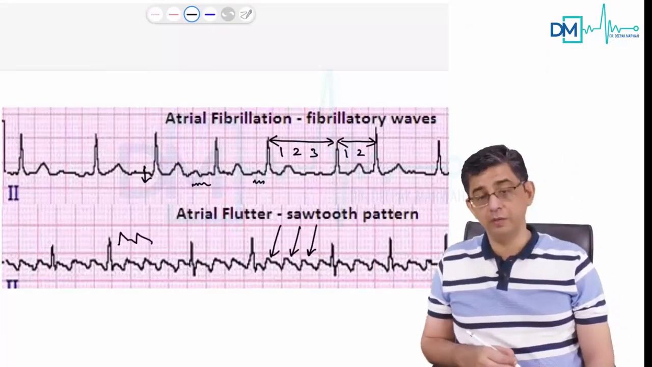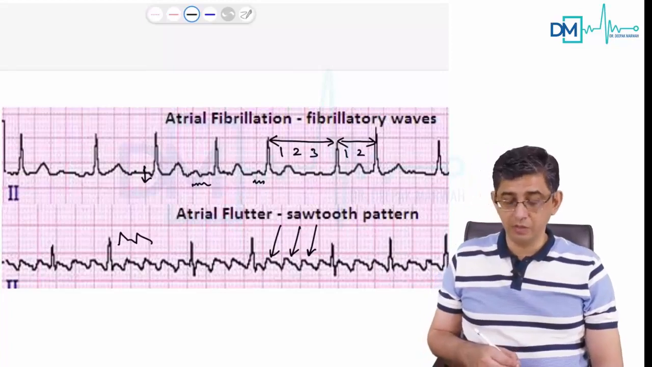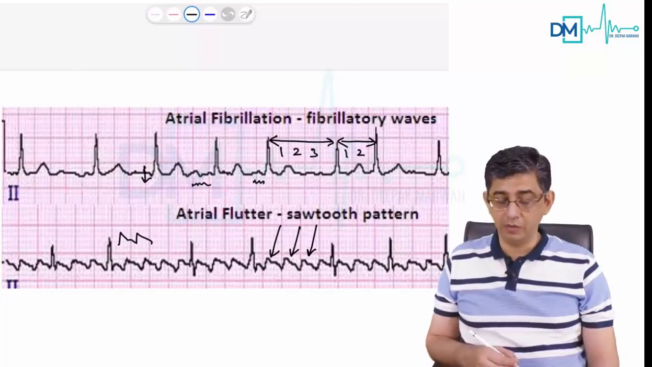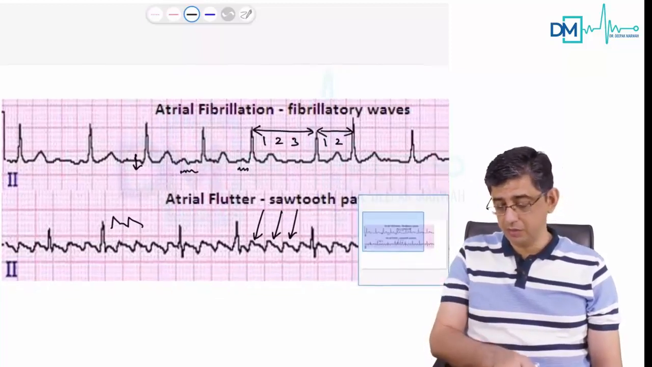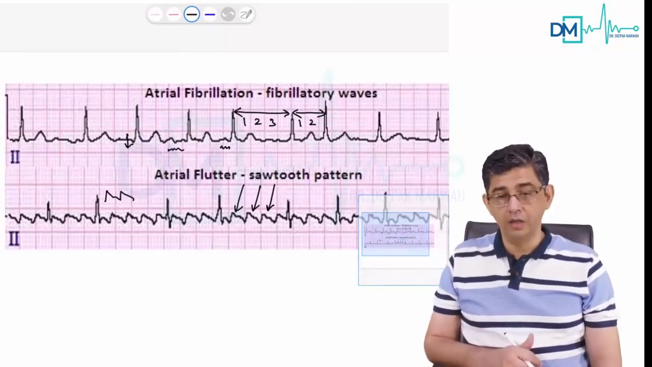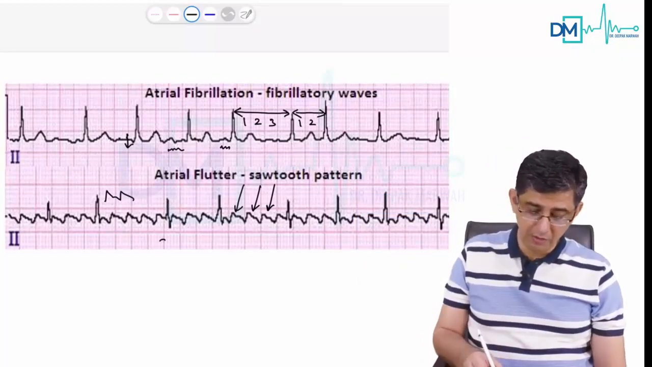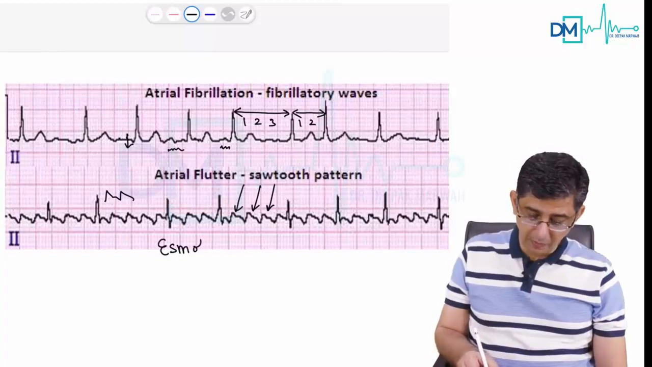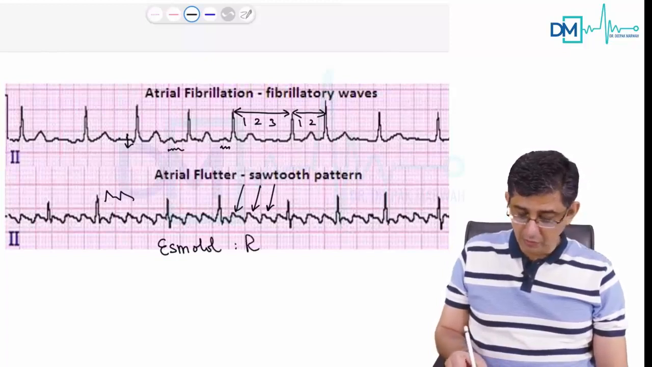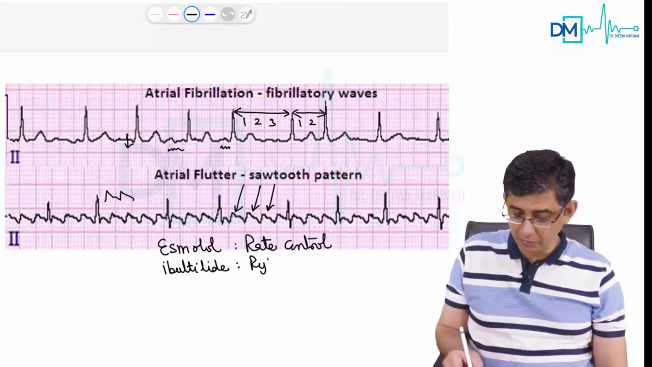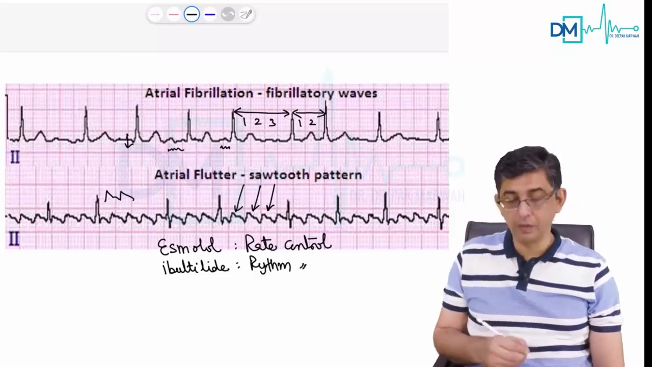The sawtooth waves present in the ECG of a patient having a macro reentrant circuit around the cavotricuspid isthmus is called atrial flutter. Treatment for both of these conditions is the same, though incidence-wise atrial fibrillation is more common than atrial flutter. Drug of choice for rate control of both of these medical conditions should be answered as esmolol. The best drug for rhythm control in both of these situations should be answered as ibutilide.